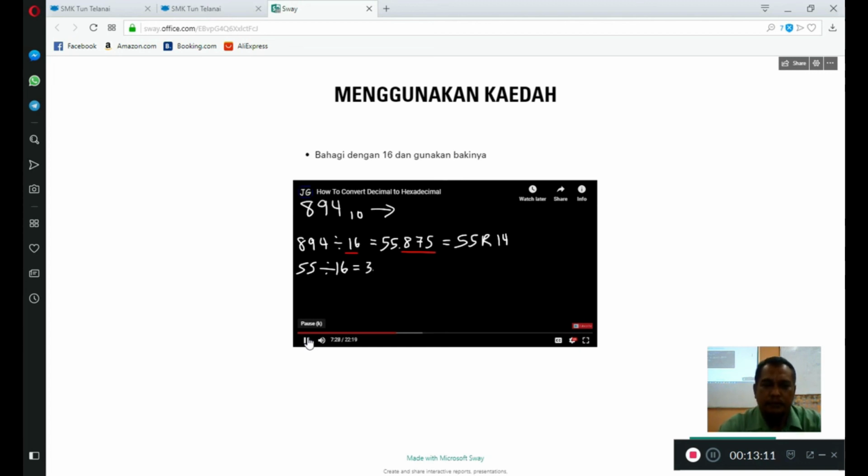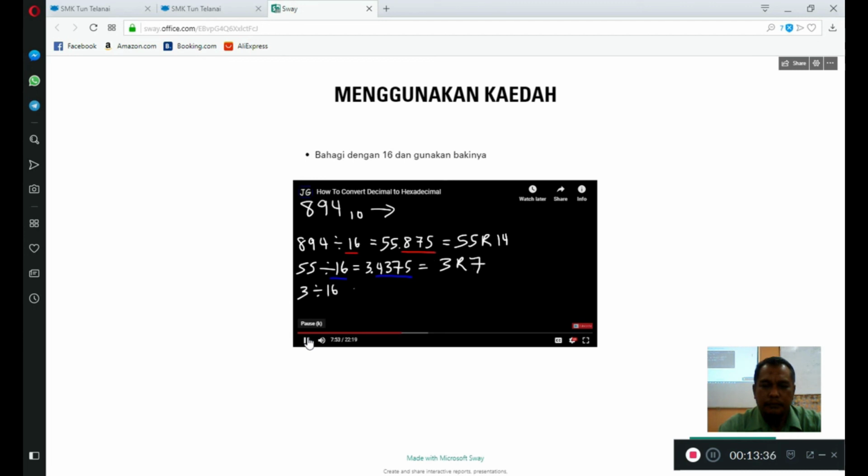55 divided by 16 is 3.4375. And so we have 3 remainder, and then take 0.4375, multiply that by 16, and that will give you remainder 7. Now, let's take 3.